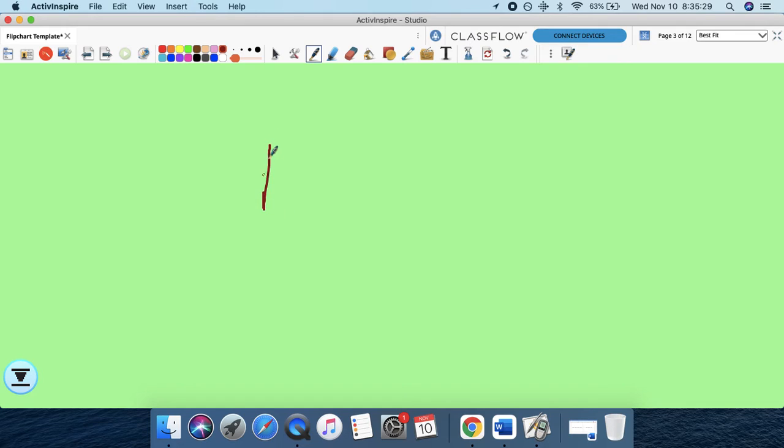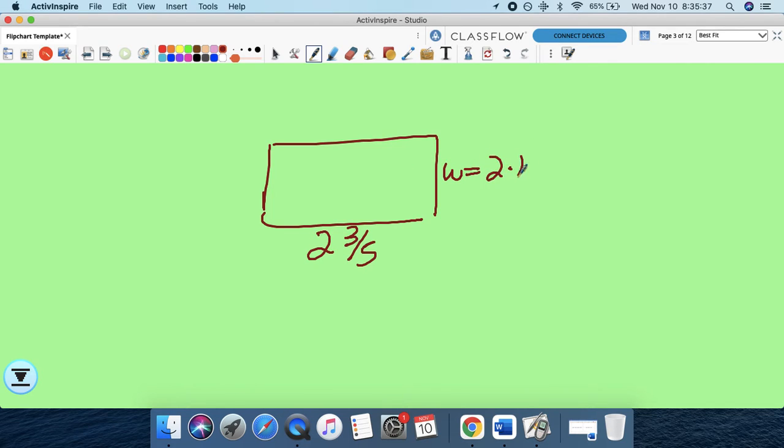Again, with the width and area, we have the length is 2 3/5. The width is 2 times the length, so it's 2 times 2 3/5, right? Which is going to give us, well, this is 2.6, so 5.2, or 5 2/10, or 5 1/5, whichever one you want to use. Okay, so I know that this is my length and that's my width. And then find the area and perimeter.